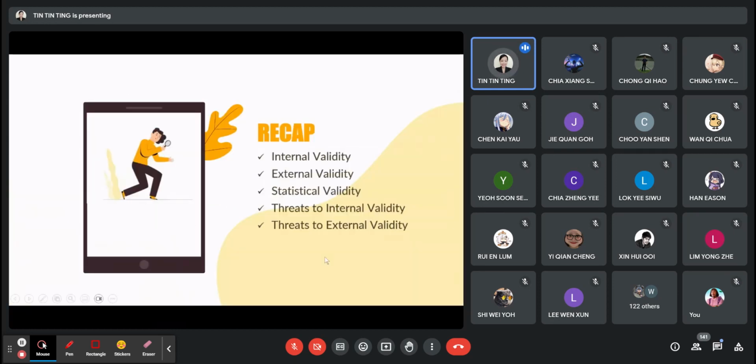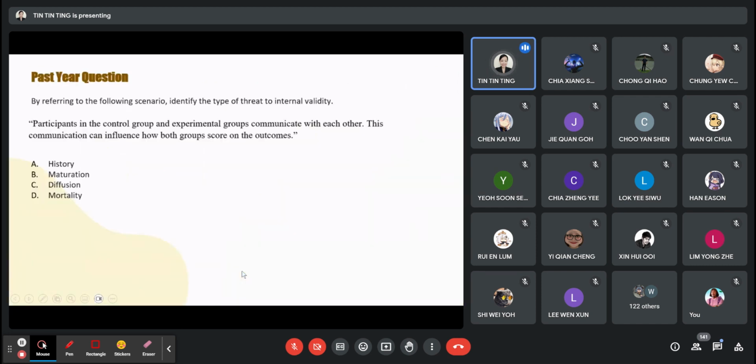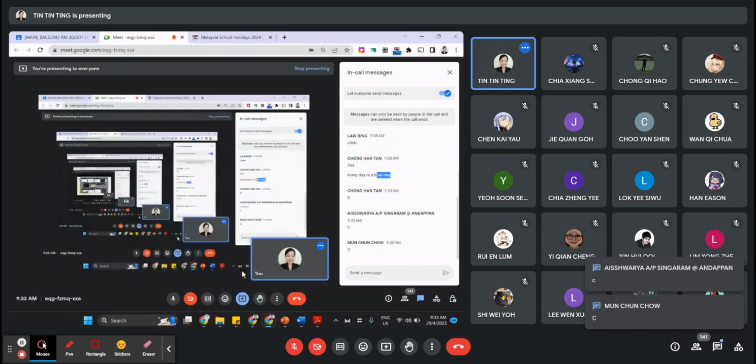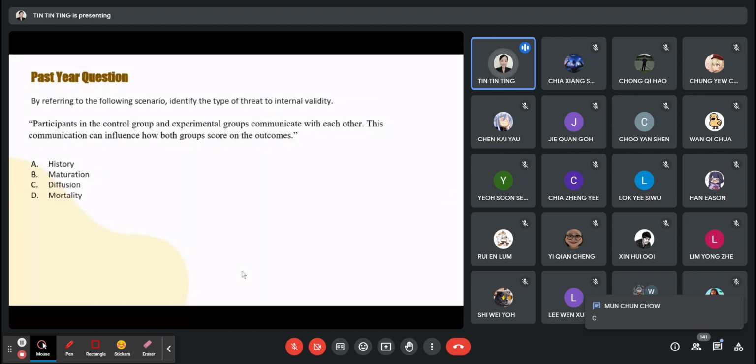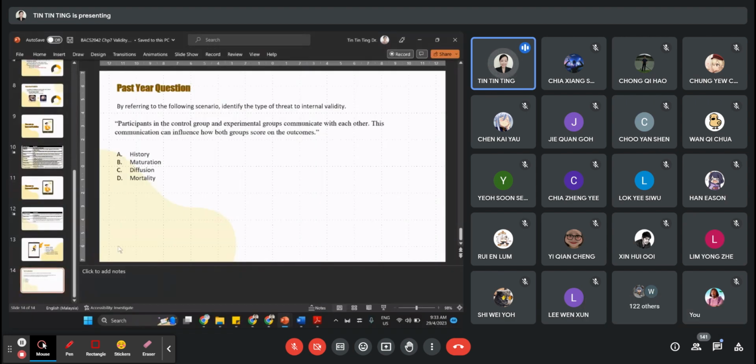All right, so we have done with the internal validity, external validity, statistical validity, tracks to internal and tracks to external. Let's take a look at this past year question. By referring to the following scenario, identify the type of track to internal validity. Participants in the control group and experimental groups communicate with each other. This communication can influence how both groups score on the outcomes. A, B, C, D. C, diffusion, correct.